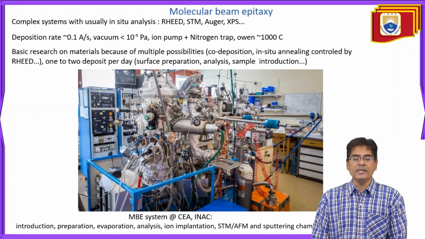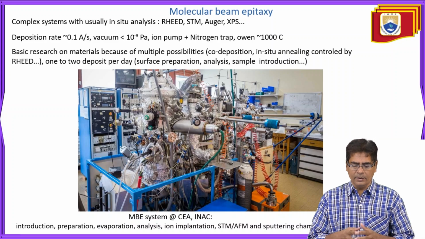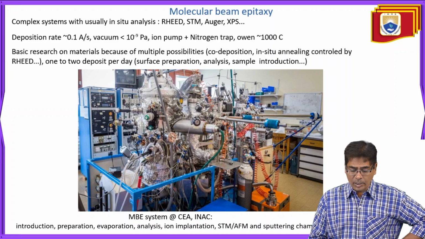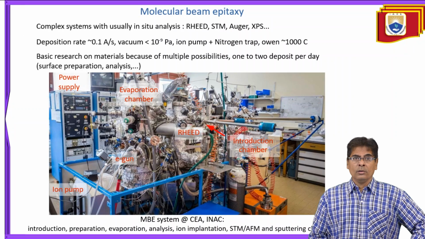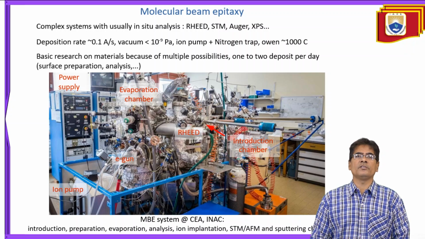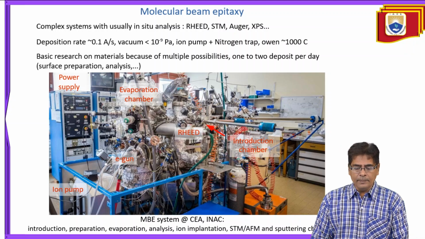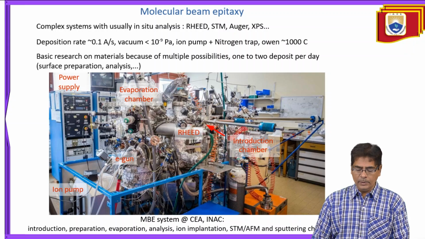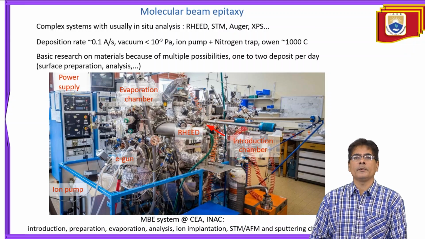It has introduction, preparation, evaporation, analysis, ion implantation, STM, and sputtering chambers. So these are all where we can have this type of system. This is one of the equipment we speak about, the molecular beam epitaxy, where we can grow thin films. Complex systems usually have in situ analysis: RHEED, STM, Auger, XPS. Deposition rate is around 0.1 angstrom per second, vacuum is less than 10 power minus 9 pascals, ion pump, nitrogen trap, oven around 1000 degrees. It is used for basic research on materials because of multiple possibilities, with 1 to 2 deposits per day using surface preparation and analysis.